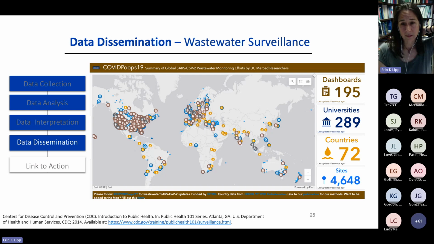This is a great chart that's been put together by a group at UC Merced called COVID Poops 19, and this is a summary of all of the global SARS-CoV-2 wastewater monitoring efforts that they've been able to pick out. And you can see it is everywhere. We're highly concentrated in the United States. Europe has a lot of dashboards and monitoring set up, but it is nearly covering the globe at this point.